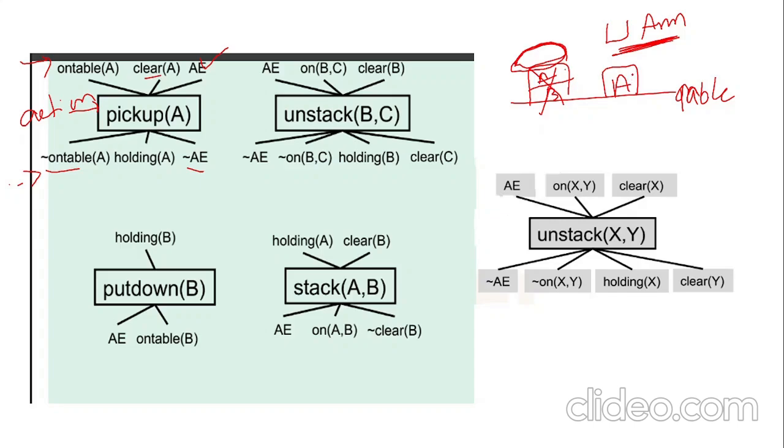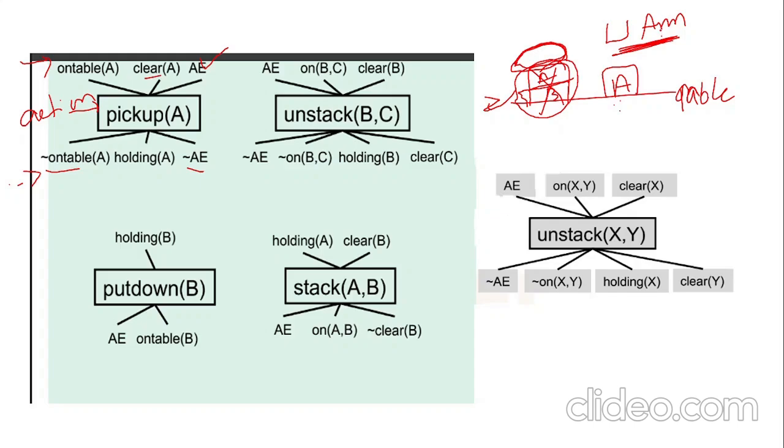Okay, so whenever you are having this type of condition, then we are having one more requirement. For the pickup A, the block A should be on the table. It should not be under any block. So these are the three conditions required for A. It should be on table. The arm should be empty. There should not be any block on A.